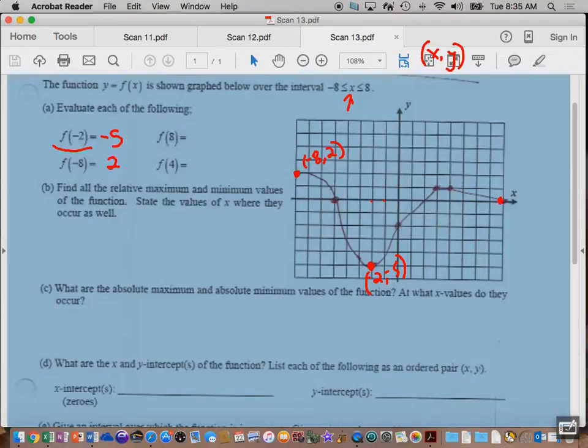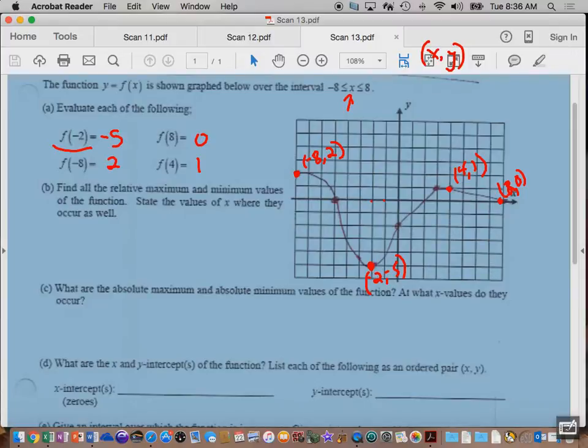Then it says f of 8. So I come over here, and this is the point 8, 0. So what is the value of f of 8? 0. And then we have f of 4. Here's 4. This is 4, what? 1. So what is f of 4? 1. Okay, so that's how we find each of those values. Pretty easy? Remember the mantra from yesterday: performance is a function of preparation. If you're prepared for that, this is pretty easy.